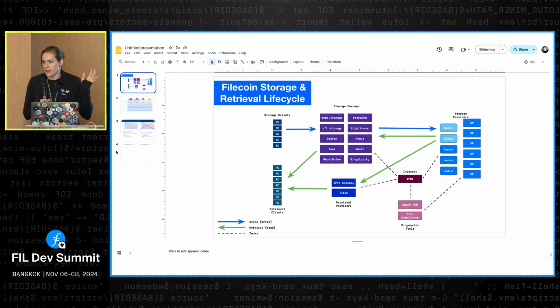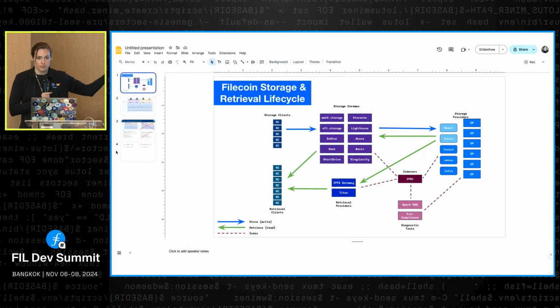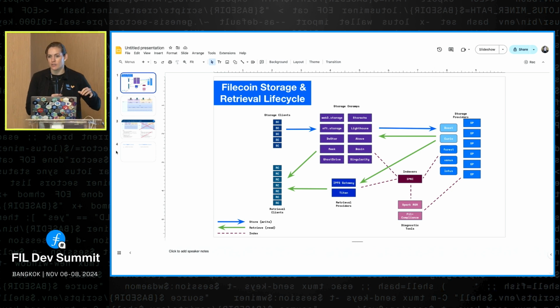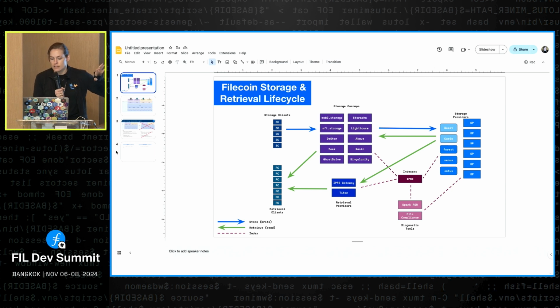So we talked about this a bit yesterday. Anyone who was here as part of the opening, we were talking about the Filecoin storage and retrieval lifecycle. This is an updated version of a graph that some of you might have seen a year and a half ago, talking about storage clients coming in, working with many different storage on-ramps that are customizing and creating front ends and product experiences that adapt to specific customer verticals and needs.